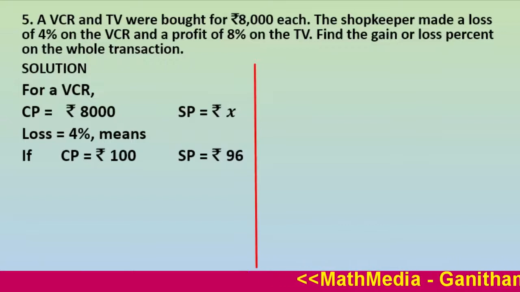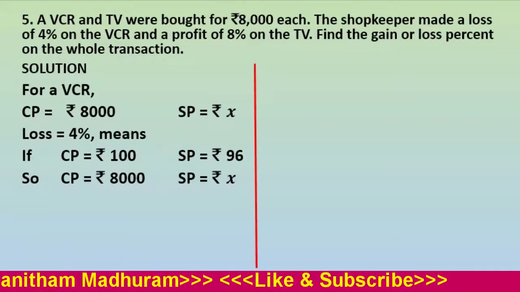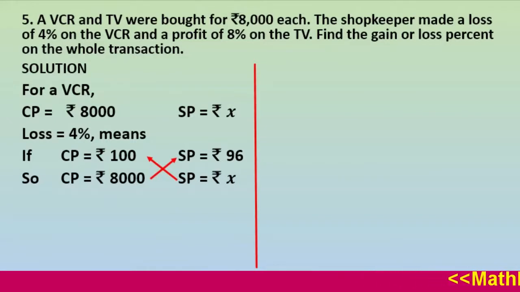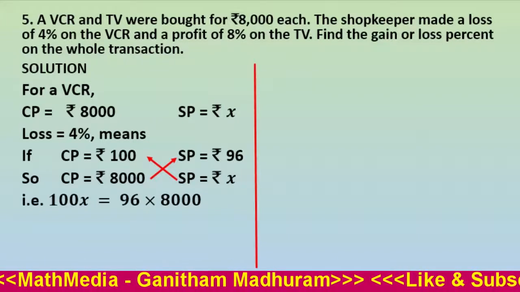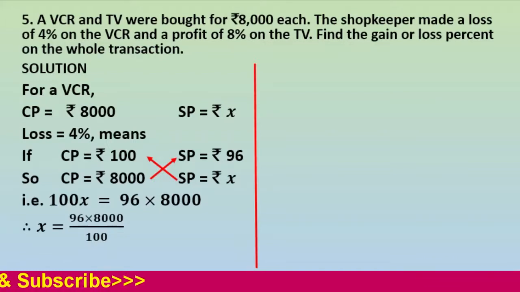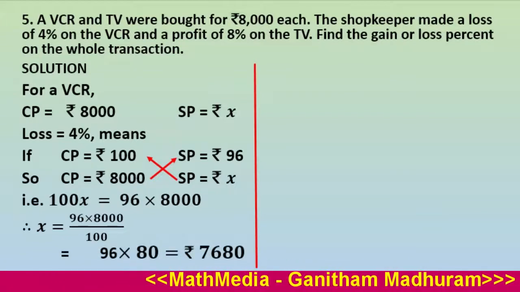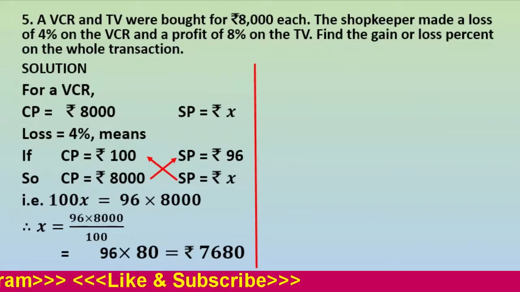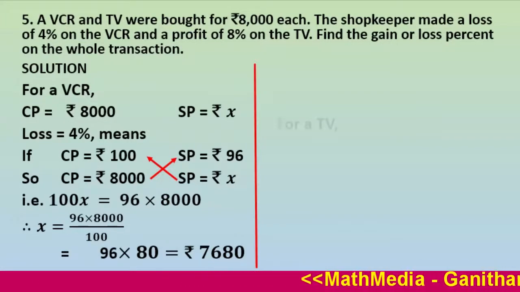Is it clear? Now we can come to our question. Then we can write CP equal to rupees 8,000 and SP equal to rupees X. Now this is the time to cross multiply. So 100x equal to 96 into 8,000, or x equal to 96 into 8,000 whole divided by 100. Cancelling two zeros from numerator and denominator, we get 96 into 80 equal to rupees 7,680.